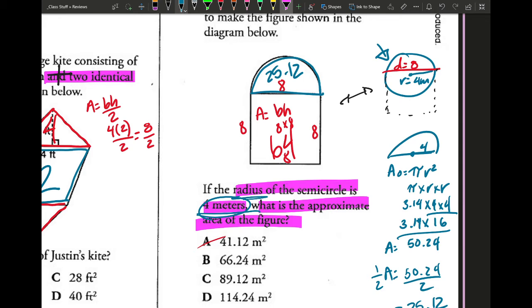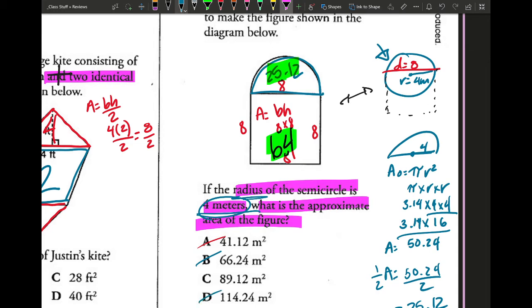So how do I find the total area? I gotta add this and this. Let's think about it before setting everything up. 65 plus 25. I'm just estimating. 90. So it seems like my answer is not going to be 66. It's not going to be that.